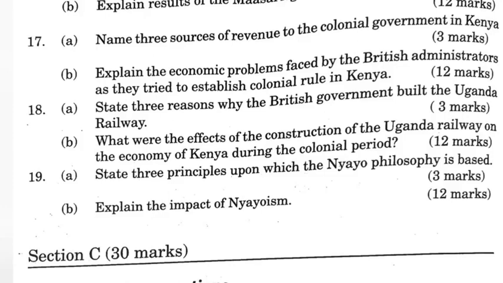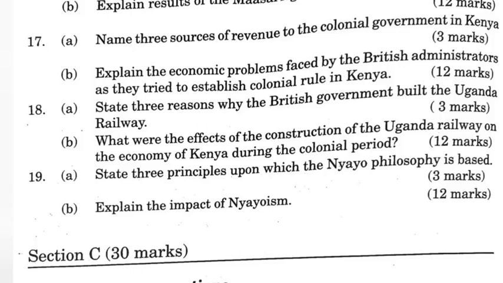17. Name 3 sources of revenue for the colonial government in Kenya. Taxes levied on Africans, loans from banks and other financial institutions, agriculture, grants from the colonial office in London. 17b. Explain the economic problems faced by the British administrators as they tried to establish colonial rule in Kenya.